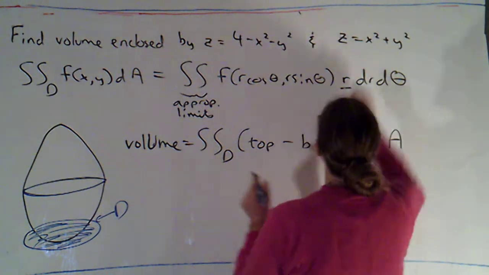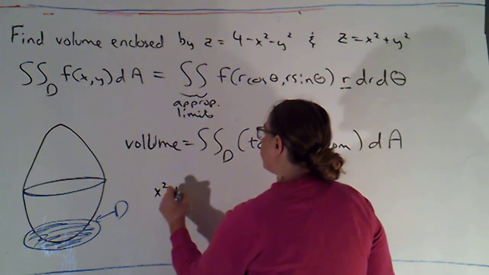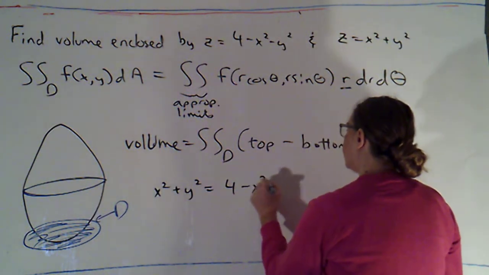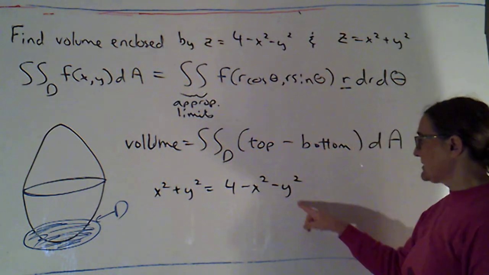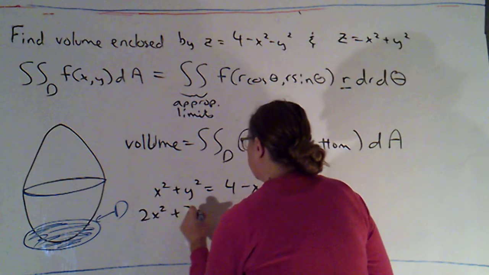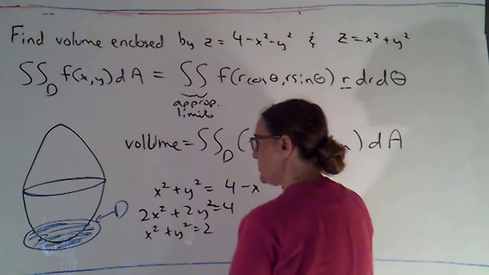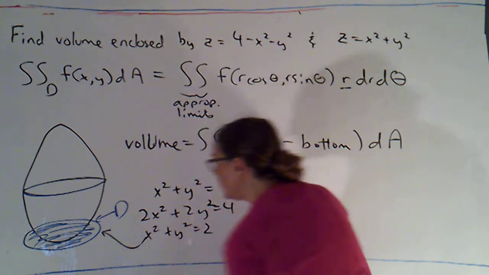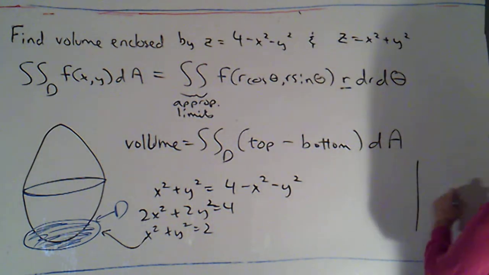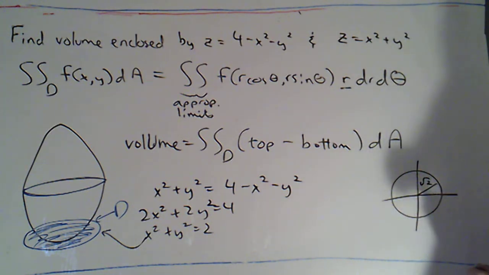That's going to be where the floor meets the ceiling. So I'm going to set those z values equal to each other. So x squared plus y squared, that's the z value on the bottom surface, has to equal 4 minus x squared minus y squared. That's the z value on the top surface. Doing a little bit of algebra, 2x squared plus 2y squared equals 4. x squared plus y squared equals 2. Looks like this circle is just a circle of radius root 2, which means that our disk, our region D, is actually a disk. It's just a disk of radius root 2, which is fairly nice.